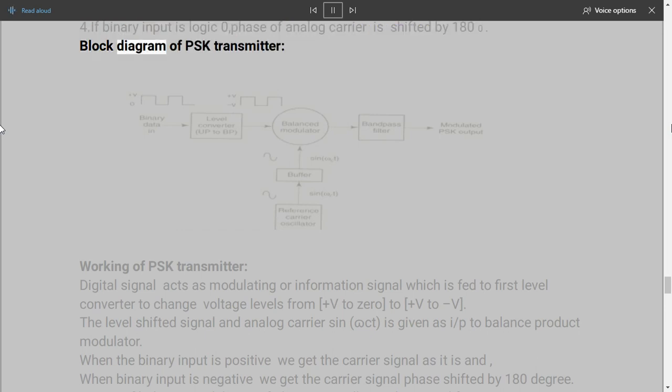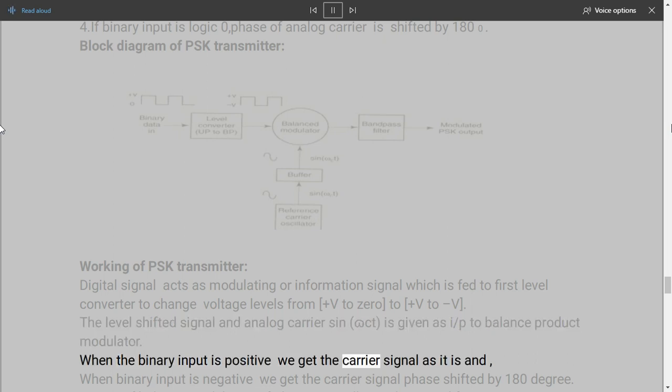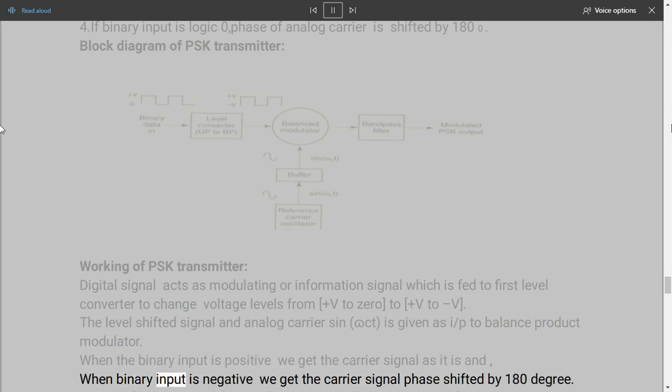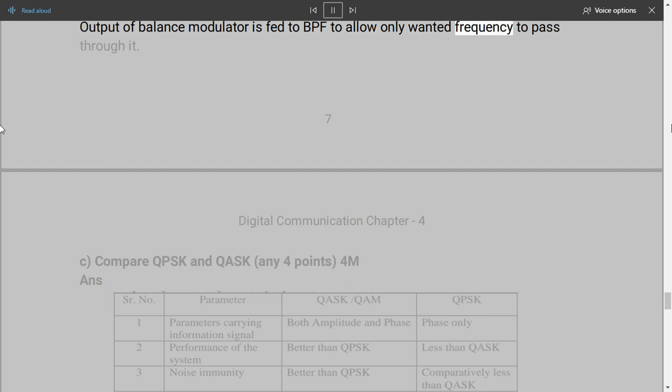Block diagram of PSK transmitter. Working of PSK transmitter: the digital signal acts as the modulating or information signal, which is fed to the level converter to change voltage levels from 0 and +V to +V and -V. The level-shifted signal and analog carrier sin ωct are given as input to the balanced product modulator. When the binary input is positive we get the carrier signal as it is, and when binary input is negative we get the carrier signal phase shifted by 180 degrees. The output of the balanced modulator is fed to a BPF to allow only the wanted frequency to pass through it.